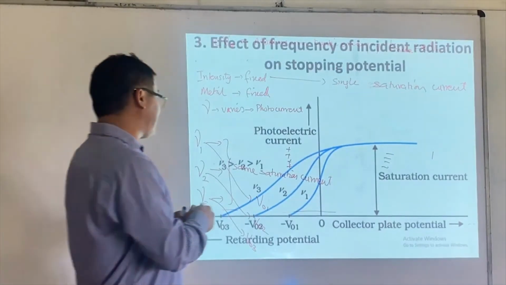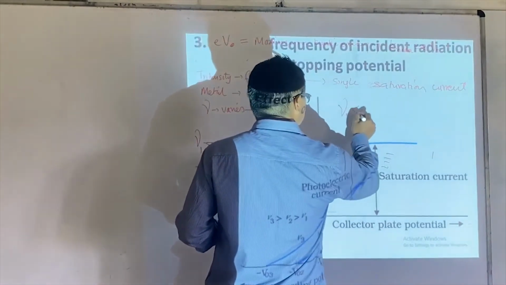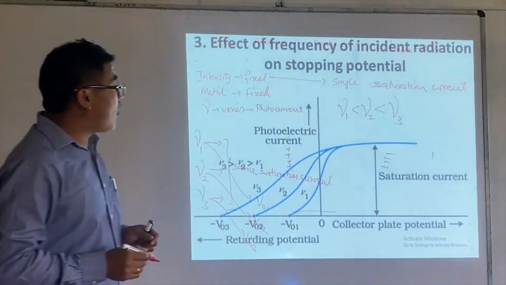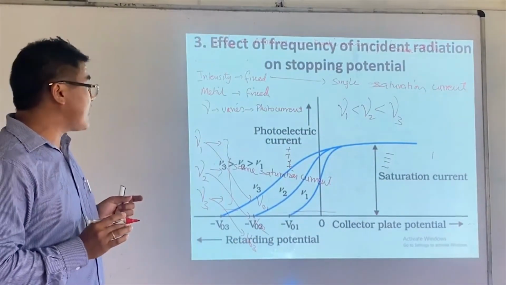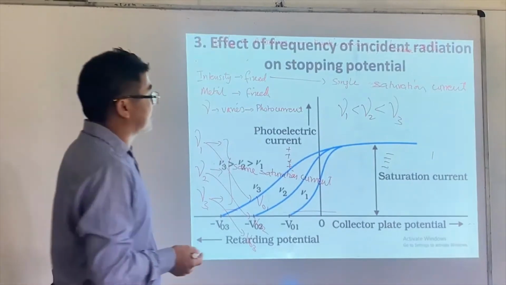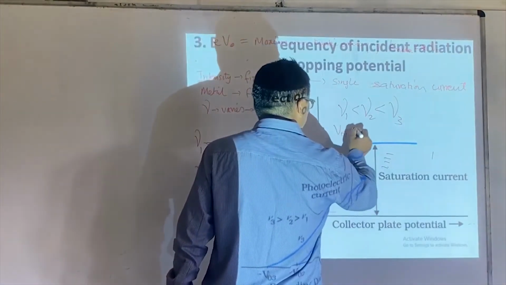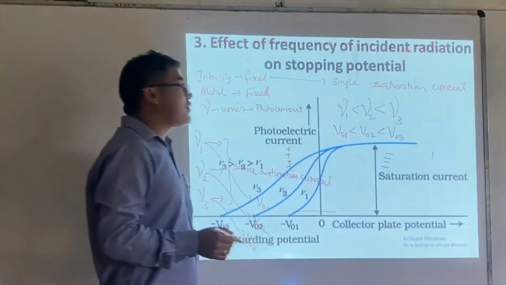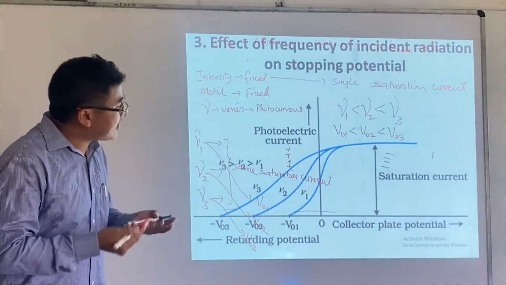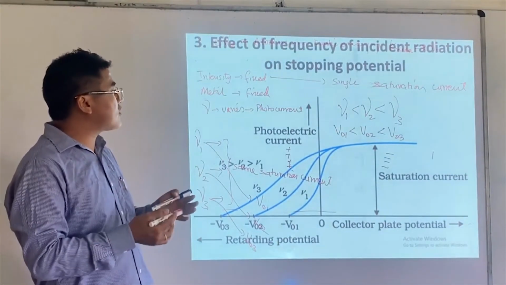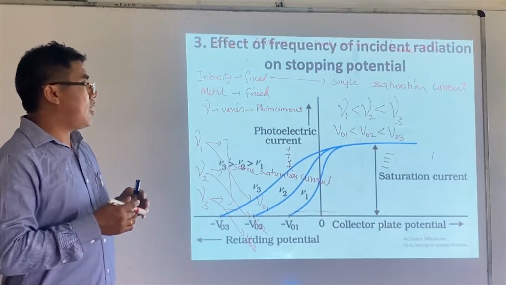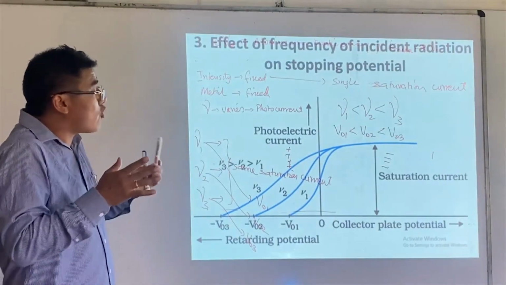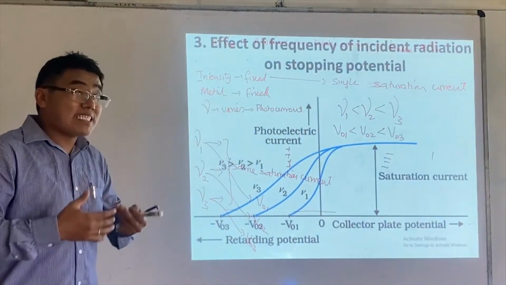And we also found that this is the smallest frequency, and mu3 is the highest frequency, which has the highest stopping potential. So this is how it goes. This has the smallest stopping potential. The higher the frequency, the greater the stopping potential. The lower the frequency, the lower the stopping potential. And then I told you that stopping potential determines maximum kinetic energy.